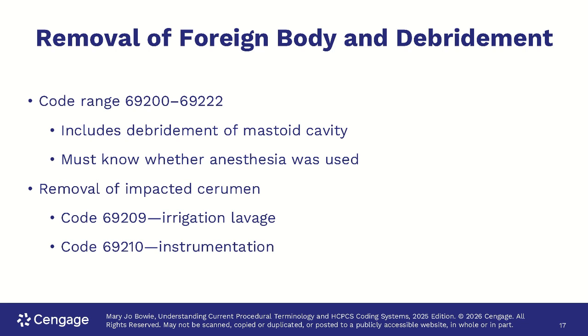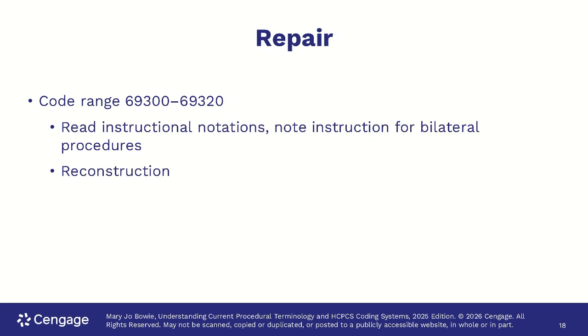All right. Then we have codes for removal of foreign body and debridement. When we talk about impacted cerumen, we have two code options. One where we do an irrigation lavage, and then the other where we need to use instrumentation. All right. So when we talk about the repair options, lots of notes over there as well.